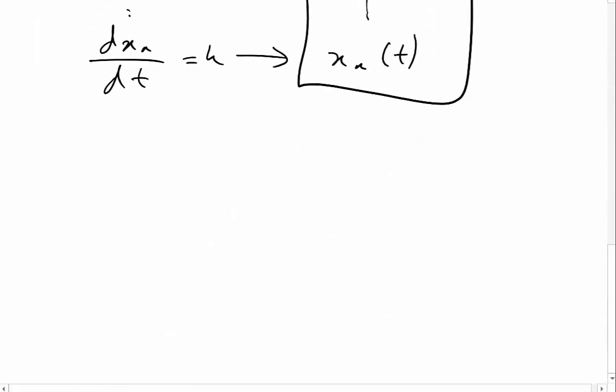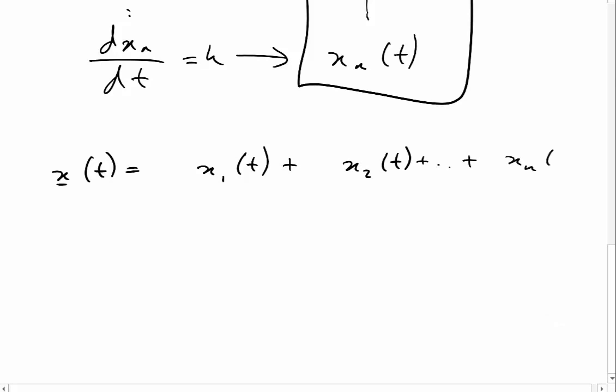And I can write them as something called a linear combination. This is what it's going to look like. Again, I'm using my vector notation. So I take all of my solutions, x1 of t, x2 of t, right the way through to xn of t, and I add them together.